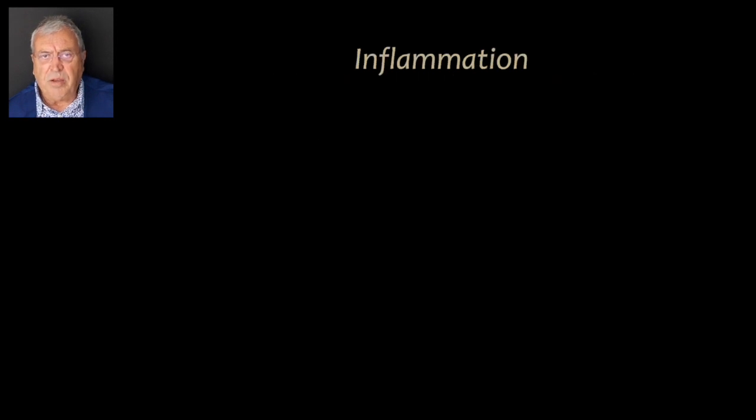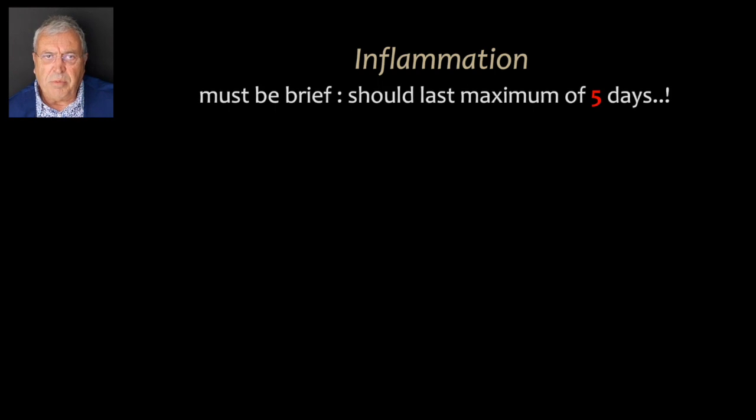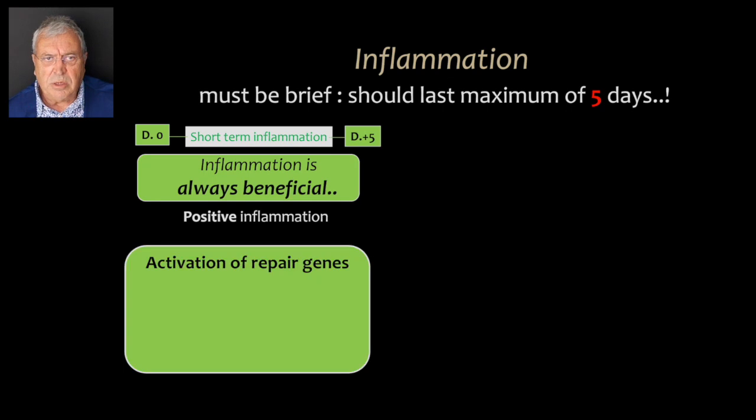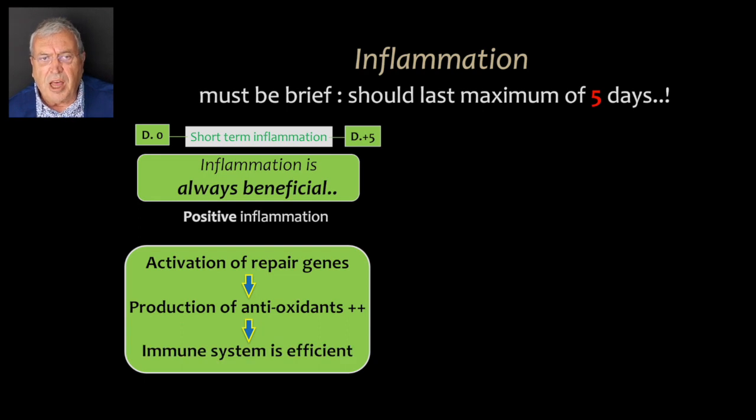We need to know more about inflammation. We know that it's mandatory for the recovery. But the main information is that this inflammation must be brief, and should last a maximum of 5 days. During the first 5 days, the inflammation is always beneficial, and we name it positive inflammation, because it activates the repair genes, leading to the production of antioxidants, and this is how the immune system can be efficient.